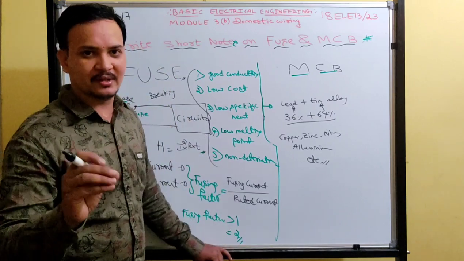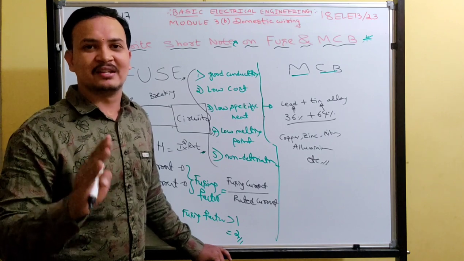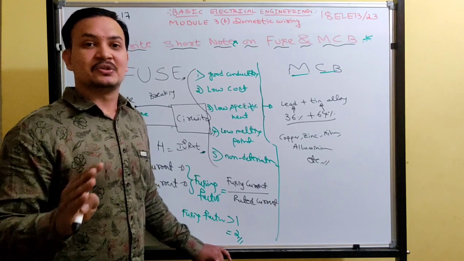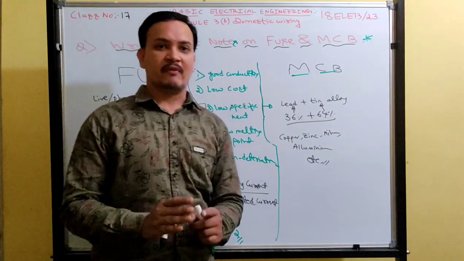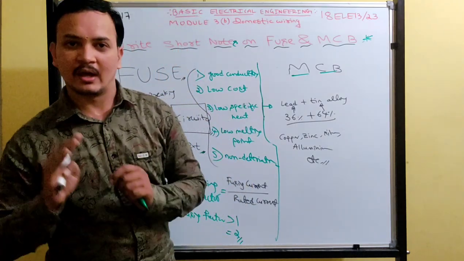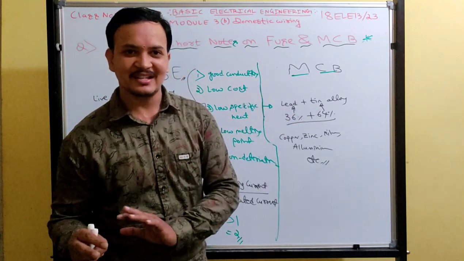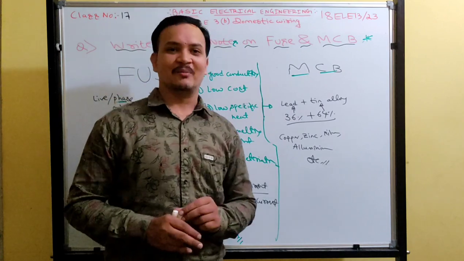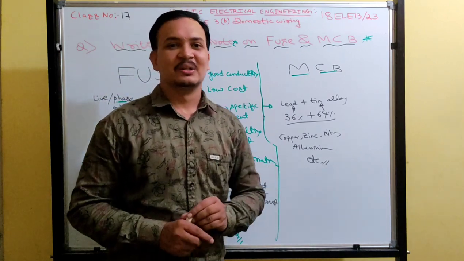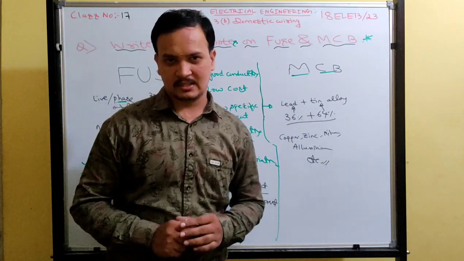Important points I will tell once again. What is a fuse? It is a protective device. It should always connect in series to the circuit, and it should connect to the live wire of the supply. The fusing factor should always be more than one. The fuse material is a lead-tin alloy for smaller current ratings. For higher current ratings, it is made up of copper, zinc, silver and aluminium, etc. The lead-tin combination will be 36% and 46%.